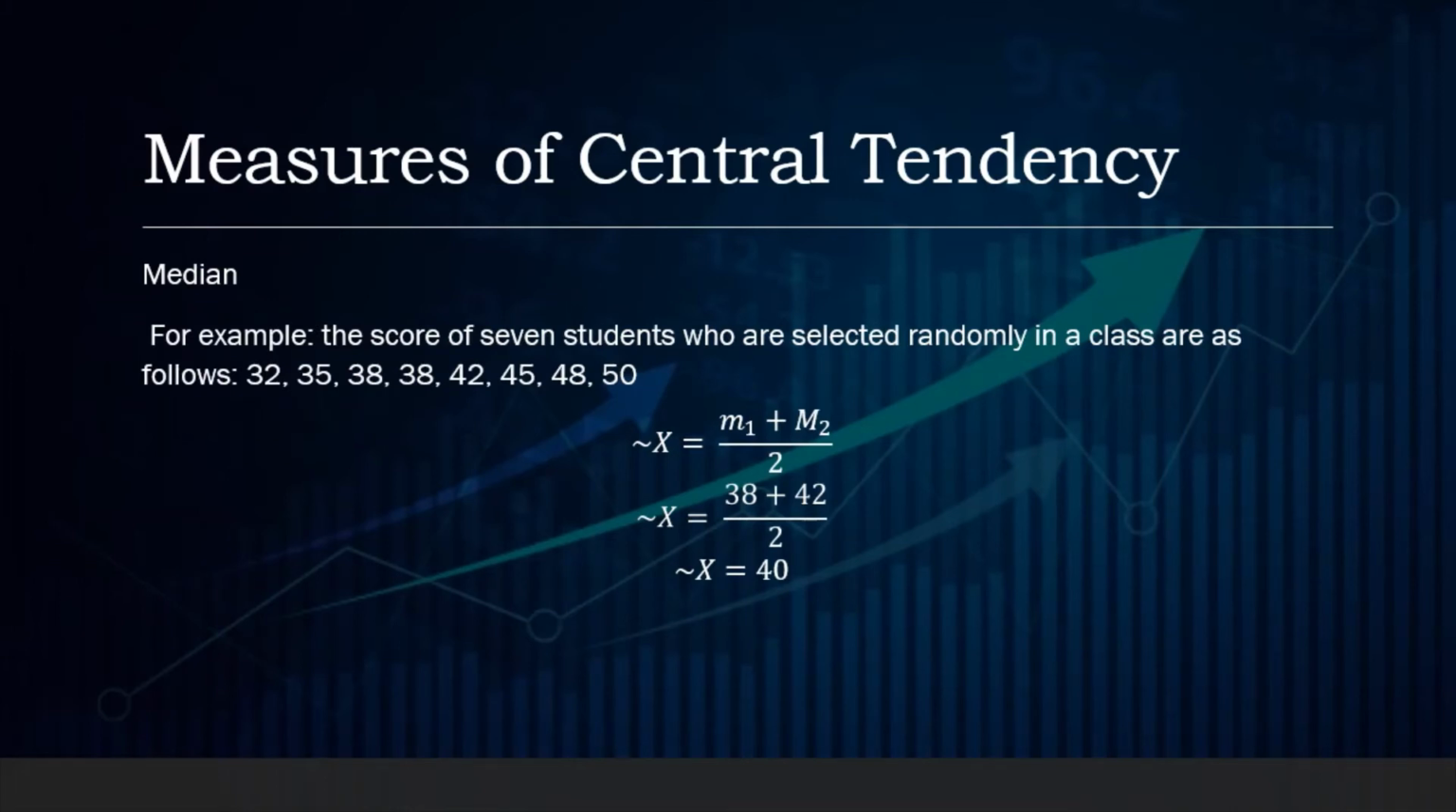For example, the scores of students who are selected randomly in a class are as follows: 32, 35, 38, 38, 42, 45, 48, and 50. So, x tilde equals m sub 1 plus m sub 2 divided by 2. X tilde equals 38 plus 42 divided by 2. Median equals 40.